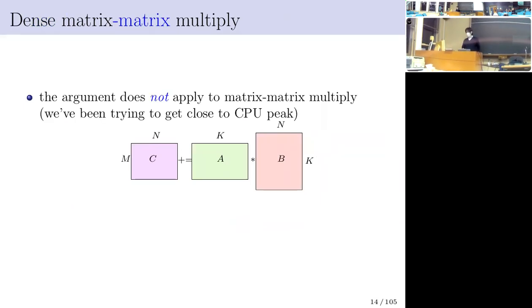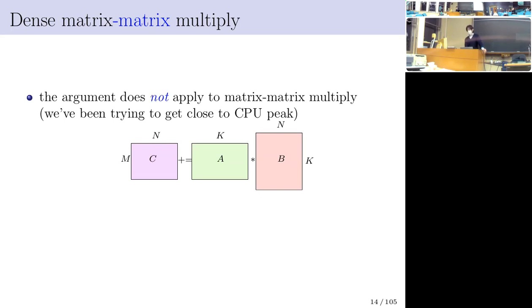So things become different when we talk about dense matrix multiply rather than matrix vector multiply. So this is different. The same argument does not apply to matrix multiply. That's actually the reason why I have been talking a little bit deeply about this matrix multiply and gave you this problem as an exercise.